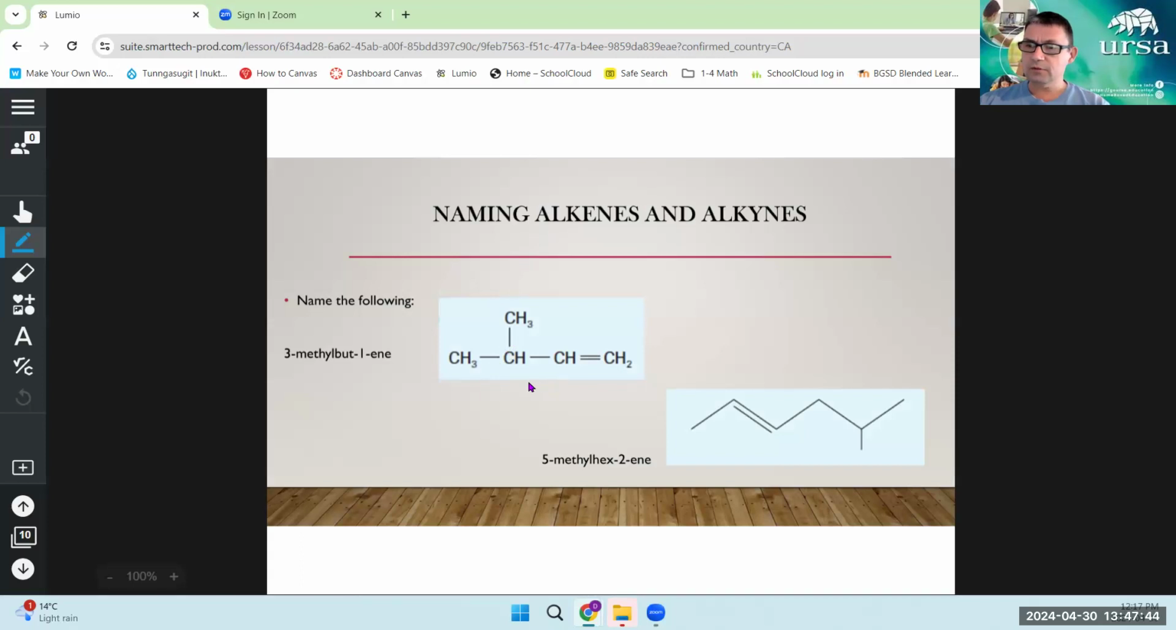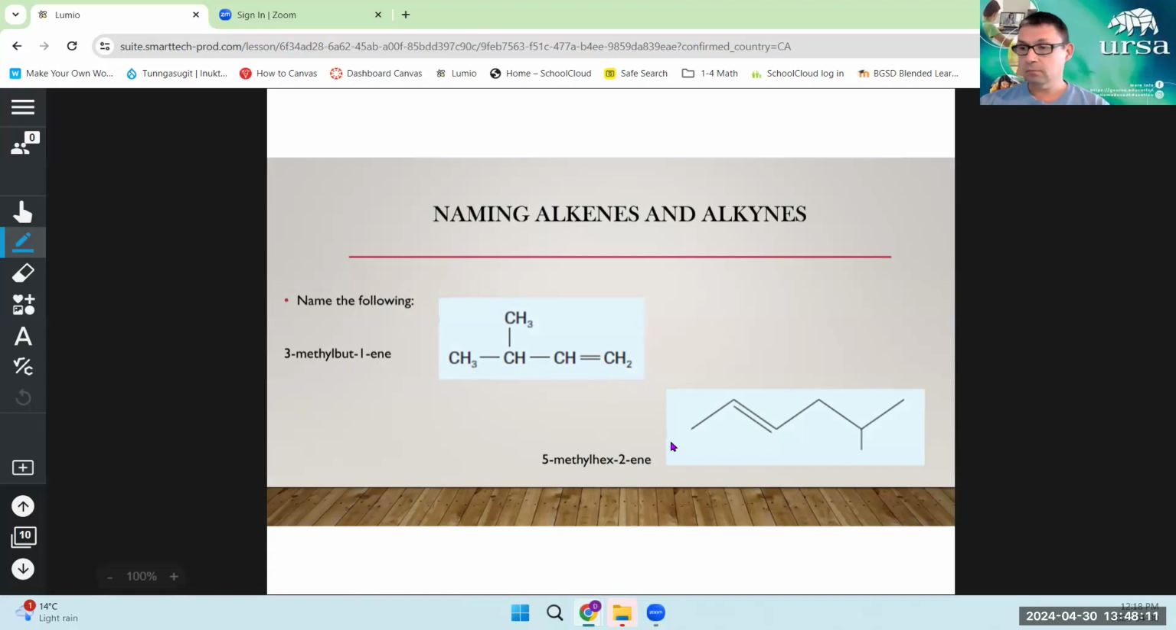Taking a look at this one, same principle. We have a double bond. We know it's ene. Longest chain containing the side chain, 4 carbons. 1, 2, 3, 4. Numbered so that the double bond is given the lowest number possible, carbon number 1. So but-1-ene. Side chain at carbon number 3. Therefore, 3-methyl.